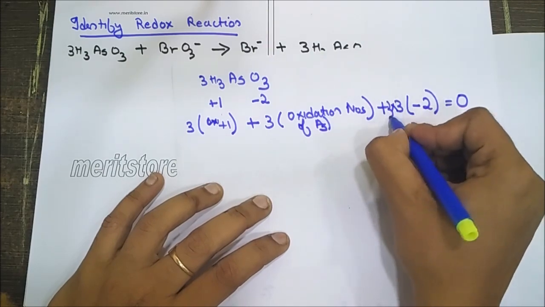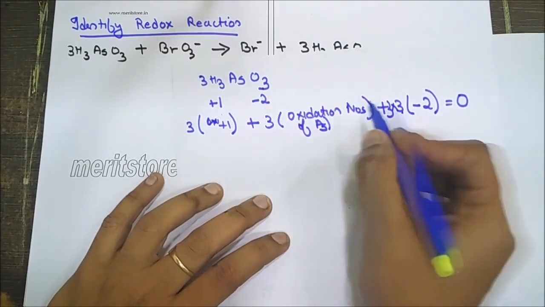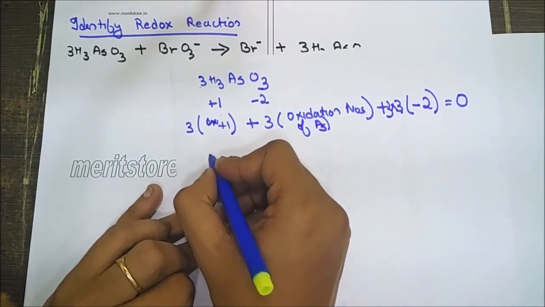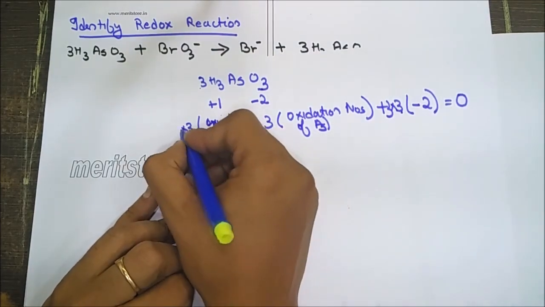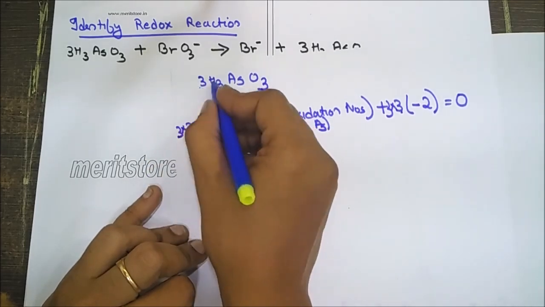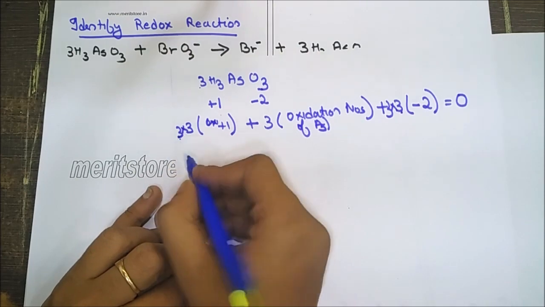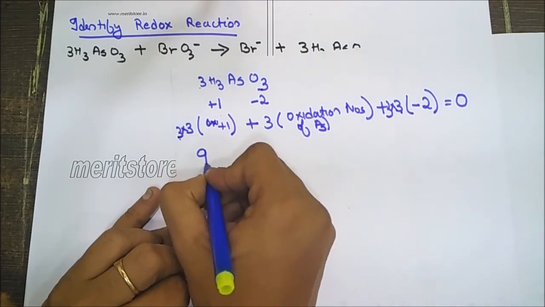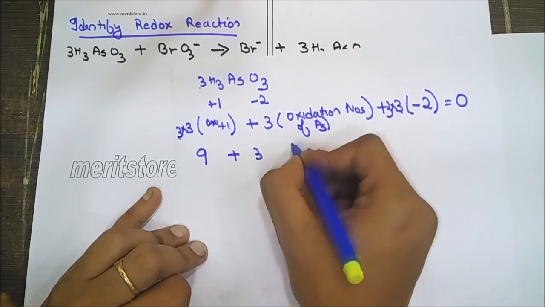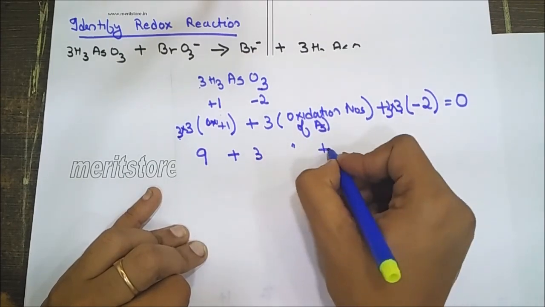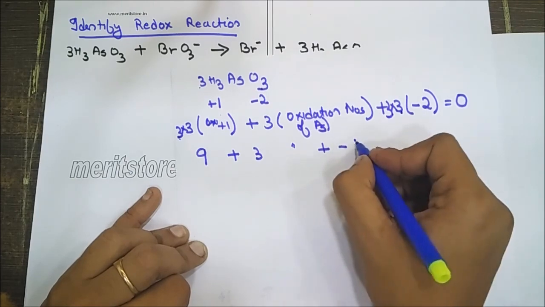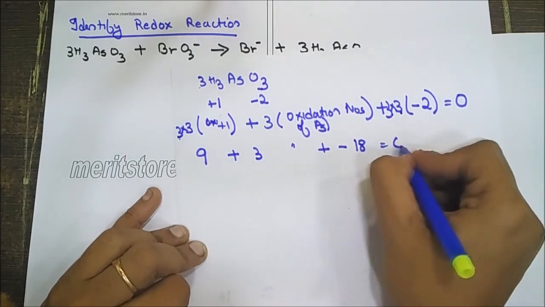And there would be one more 3. This is H3AsO3 and there are 3 such molecules here. So for hydrogen also, the entire molecule is 3, so here there is one more 3. So this is plus 9 plus 3 into the oxidation number of As. 3 times 3 is 9, and 9 times minus 2 is minus 18. This should be equal to 0.